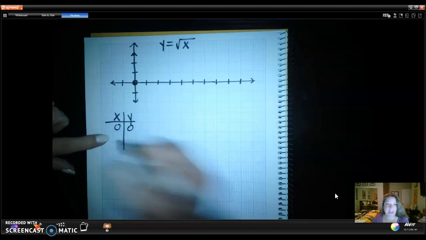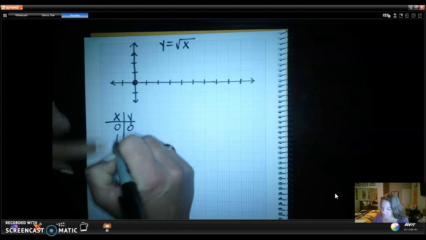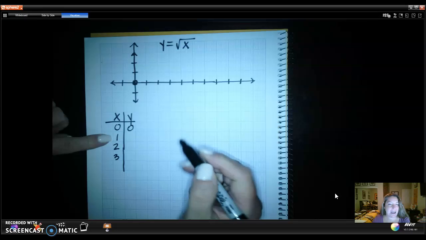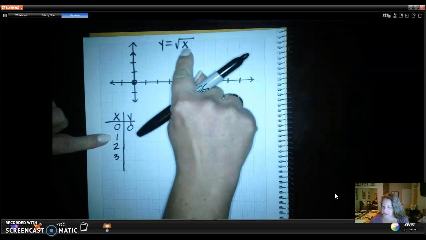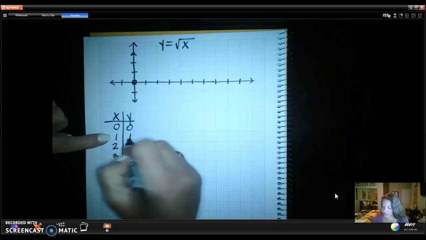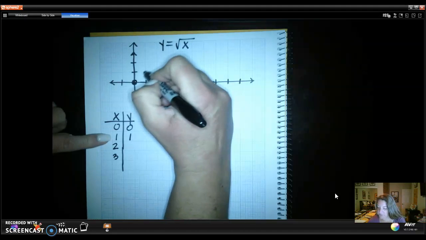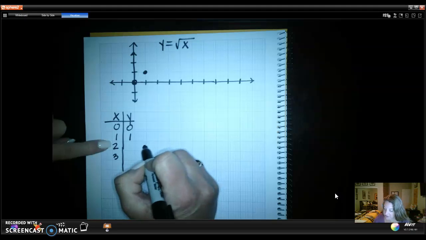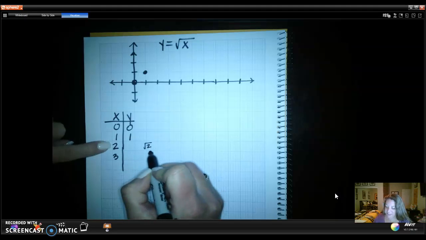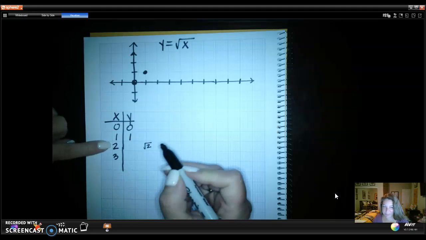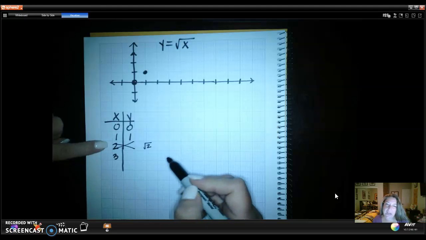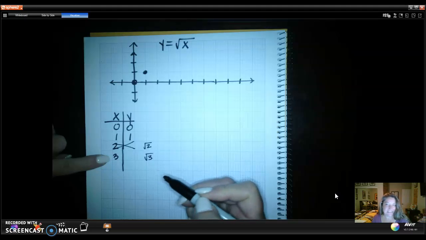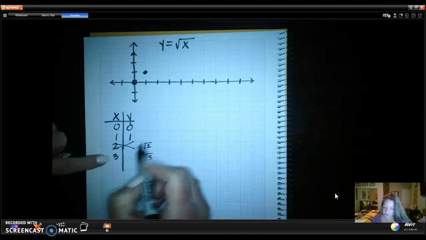Then I can do any other numbers that I want, right? I can do 1, 2, 3, but let's see what happens when I do that, okay? So when I get the square root of 1, I'm going to get a 1. So I have a point at 1, 1. When I put in a 2, I'm going to get the square root of 2, which is a decimal. It's not a nice, pretty number, so I don't think I want to plot that, okay? If I did the square root of 3, I'm going to get another weird decimal number, and I don't think I want to do that one either.